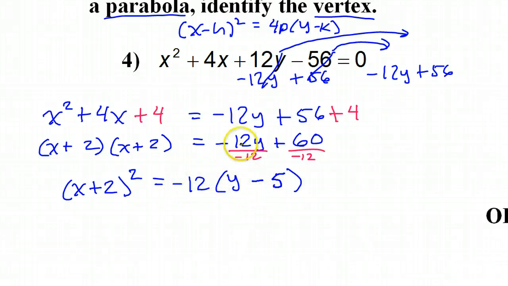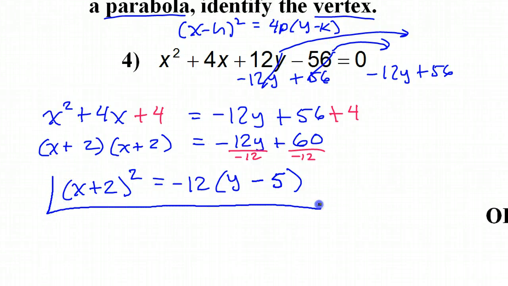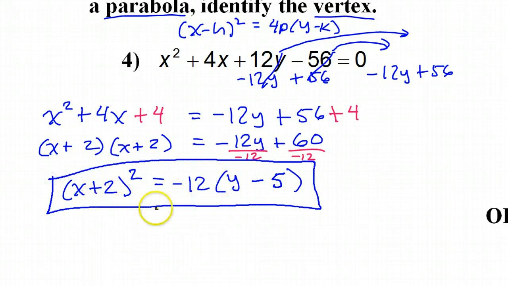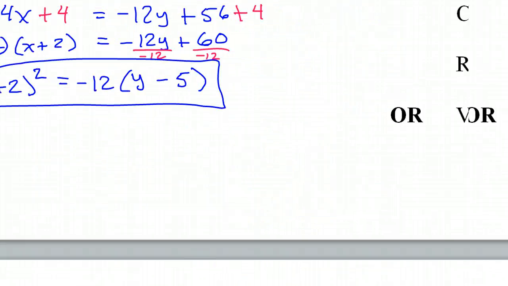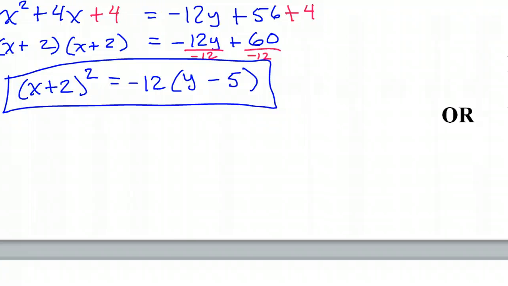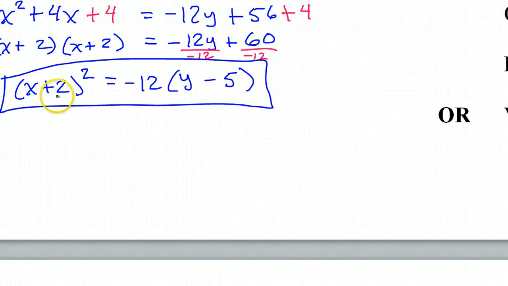Negative 12 times y is negative 12y. Negative times a negative is a positive 60. So it makes sense. Anyway, we have arrived. Okay, this is the standard form for a parabola, so I can just put a box around that. The vertex is going to be the opposite of this and the opposite of that. Alright, do they give us some line to put the vertex? Yeah, so it's going to be negative 2 comma positive 5.